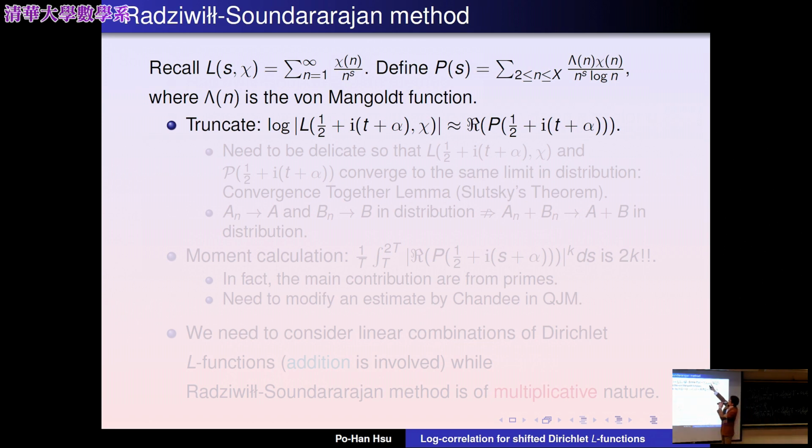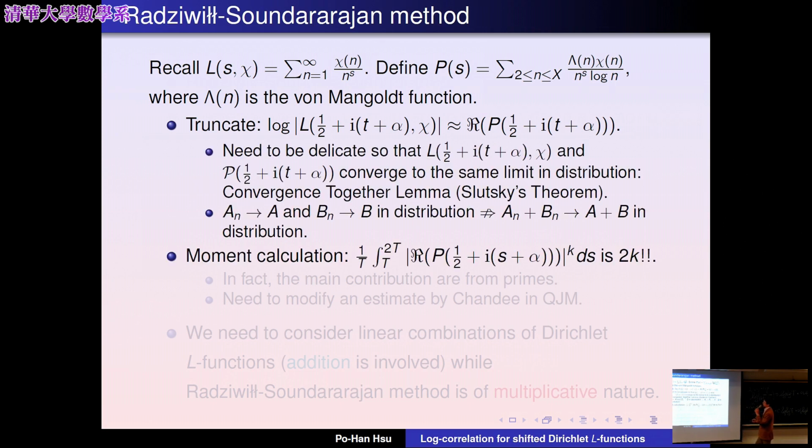This capital X is a nice parameter, fixed initially, and then we will let this X go to infinity. We do this truncation, but from the probability point of view, we want to show that the distribution of this guy converges to the distribution of this guy. So this truncation has to be delicate. In probability, there is a theorem. Its nickname is the convergence together lemma, and its formal name is Slutsky's theorem.